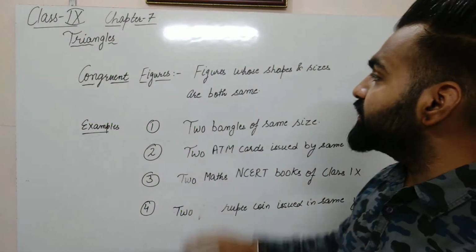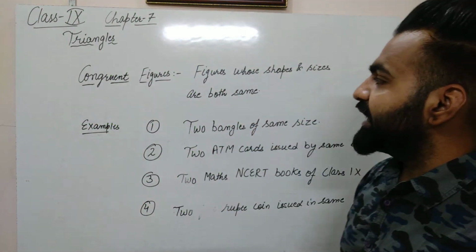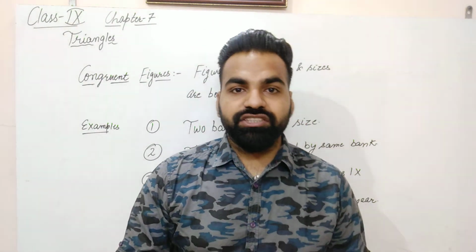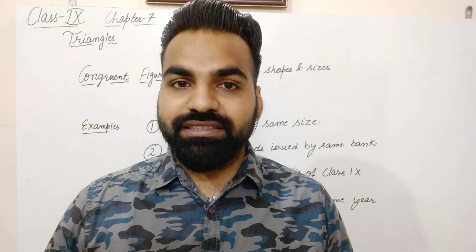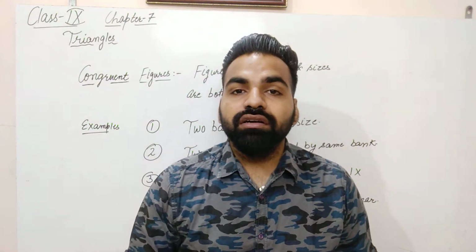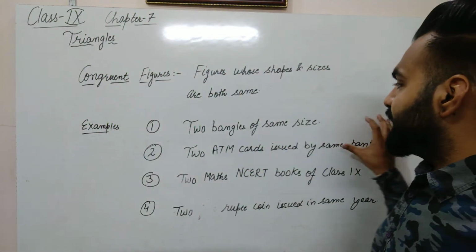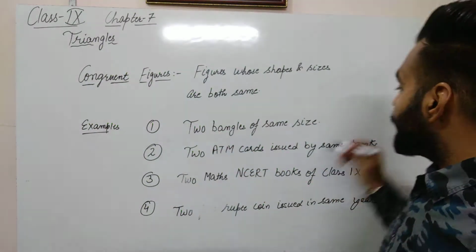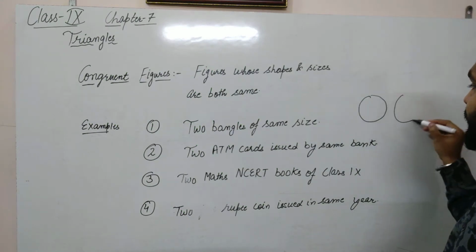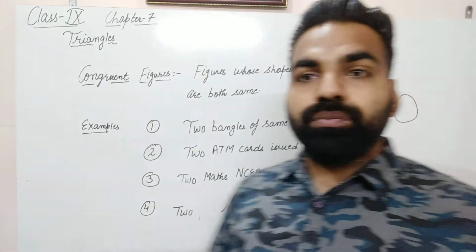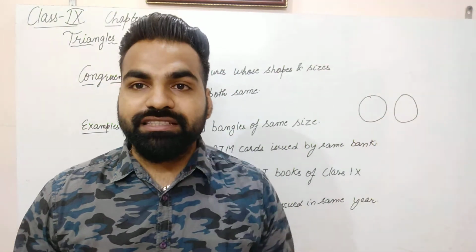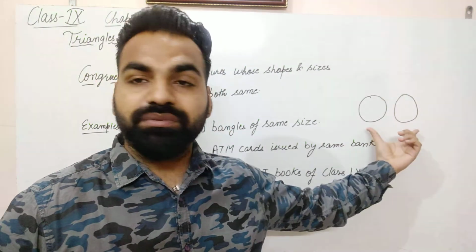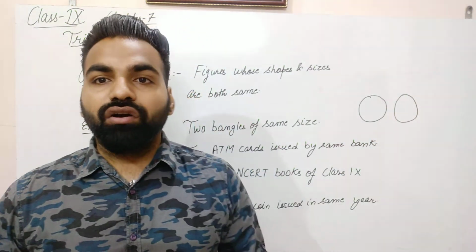So what are congruent figures? Figures whose shapes and sizes are both the same. Those figures which are an exact copy of each other in every aspect, that is shape and size, are called congruent figures. For example, two bangles of the same size, which will be circular in shape. These two bangles will fit each other when placed above one another, so we say these two circular shapes are congruent.